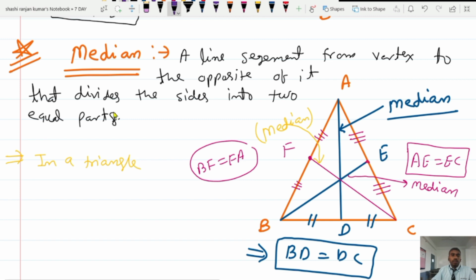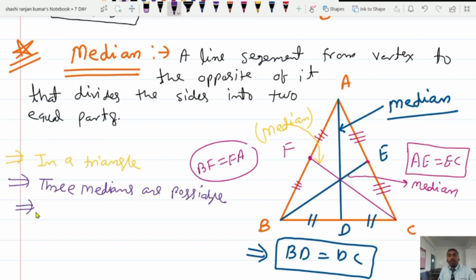In a triangle, a total of 3 medians are possible. Here you can see we have taken one median, AD. BE is another median, and CF is the other median. So these are the 3 medians of a triangle.